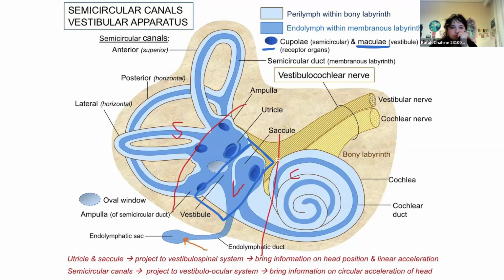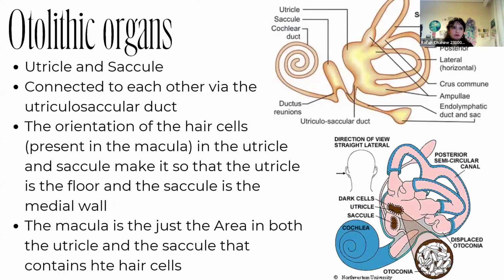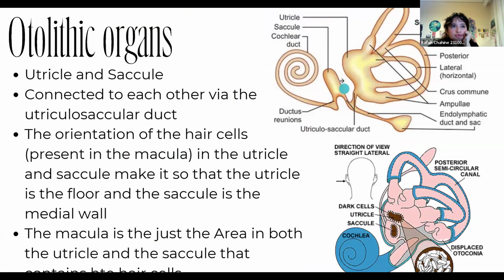Now, going to the otolithic organs, which we said are only the utricle and the saccule. They are connected to each other via the utriculosaccular duct, which is this one. So this one is going to be the utricle, and this one's going to be the saccule, and they're connected via the utriculosaccular duct. This endolymphatic duct and the sac are going to come in later on, because we're going to see the saccule has two different openings. One is to this and one is to that.